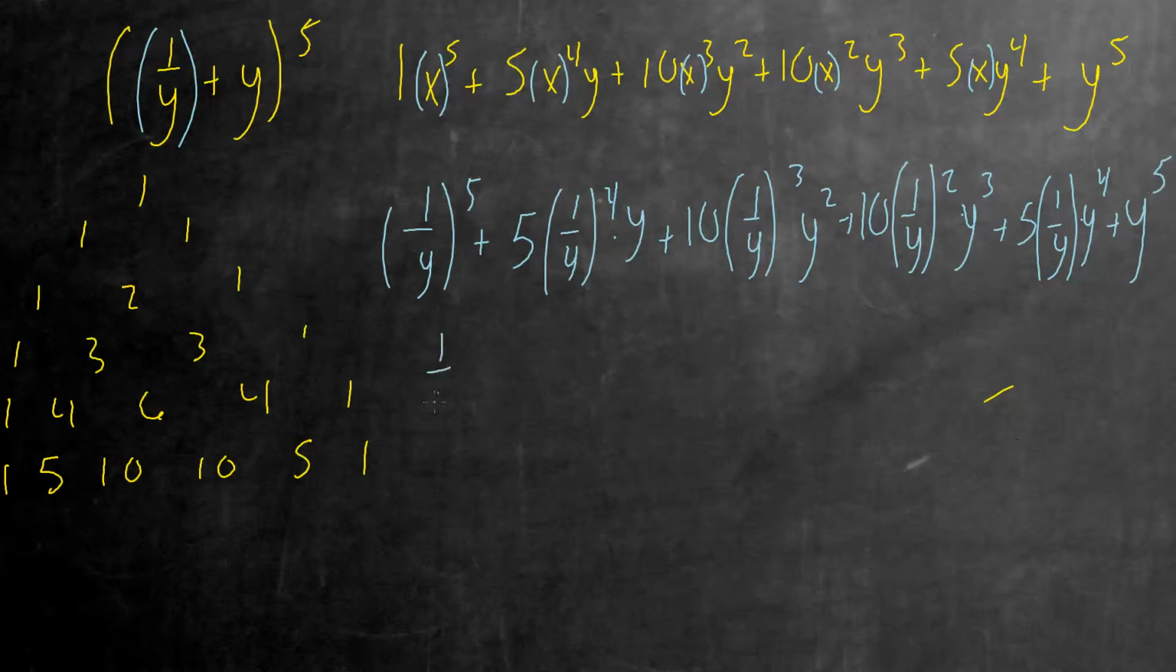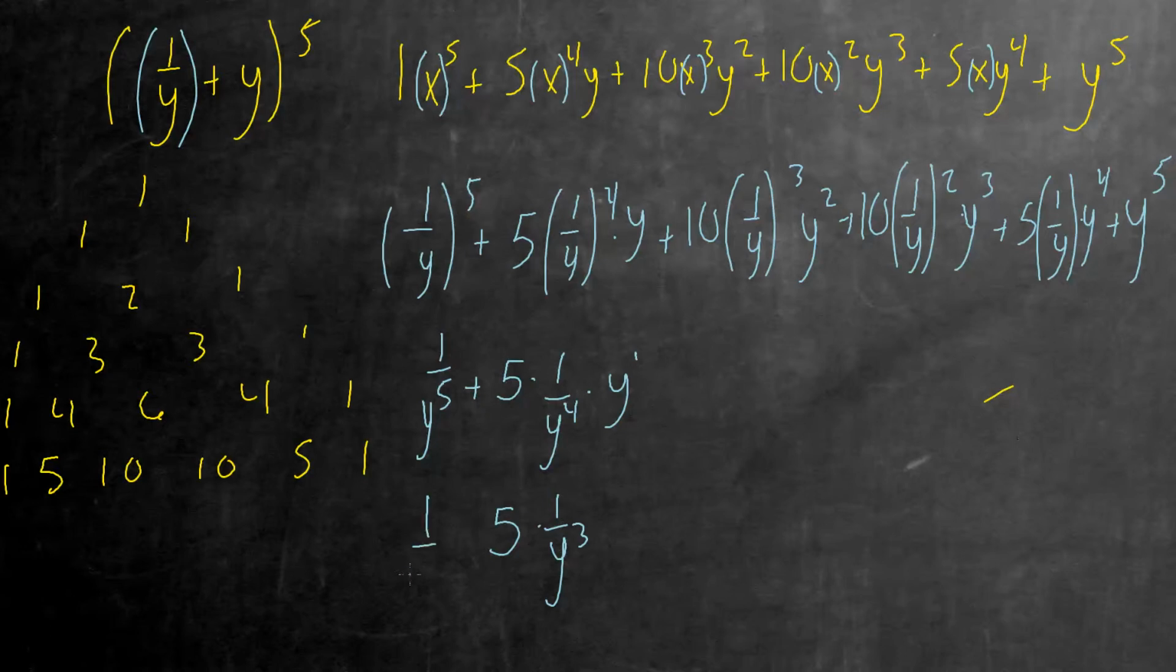So 1 over y to the 5th, 1 over y to the 5th. Now here we can do a little bit of simplification. I'll show it on 1. So 5 times 1 over y to the 4th times y. So you've got this y to the 1 on top, this y to the 4 on the bottom. So we want to combine those into 5 and then 1 over y to the 3rd. And that 5 can also go here as 5 over y to the 3rd. It doesn't really matter. Either one would be perfectly acceptable.